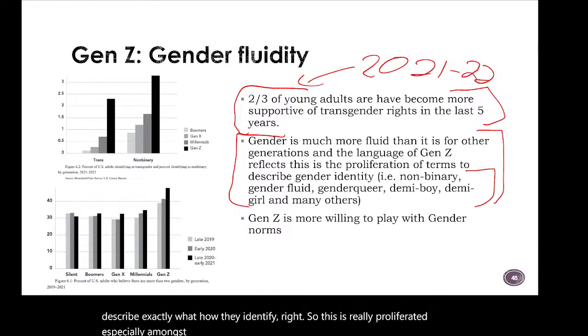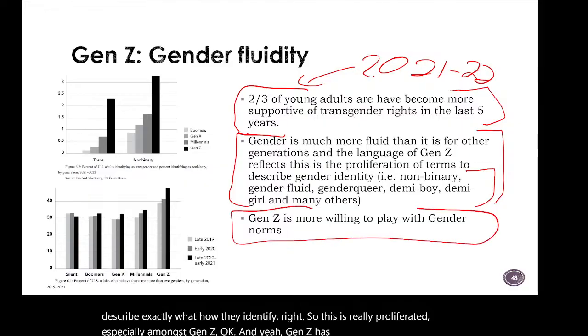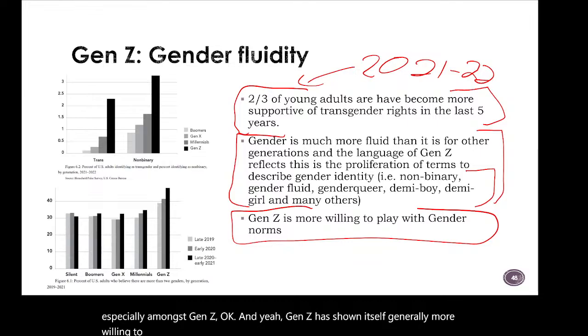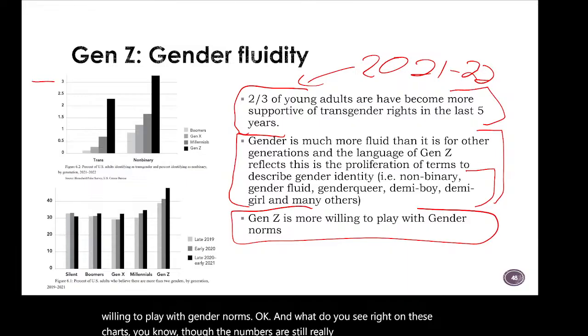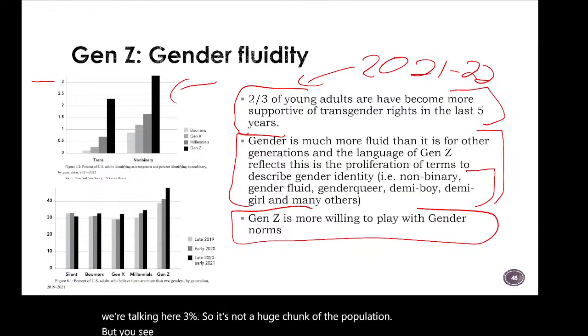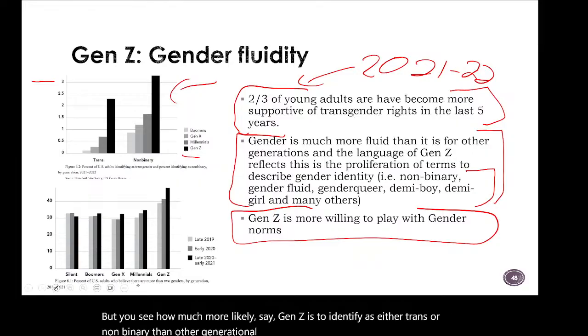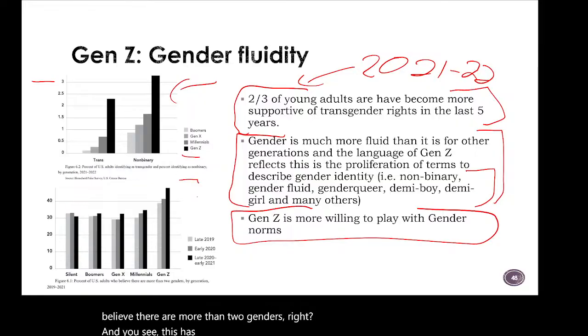Gen Z has shown itself generally more willing to play with gender norms. Okay, and what do you see on these charts? The numbers are still really small, so we're talking here 3%. It's not a huge chunk of the population. But you see how much more likely Gen Z is to identify as either trans or non-binary than other generational cohorts. And the percent of US adults who believe there are more than two genders has been increasing over time, but the biggest increase has been for Gen Z, who are a little bit more likely than other generational cohorts to think there are more than two genders. Okay.